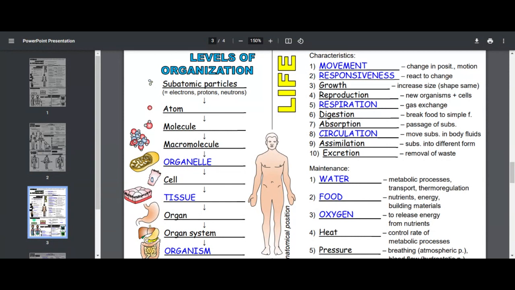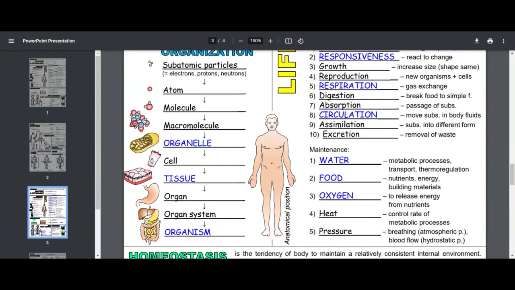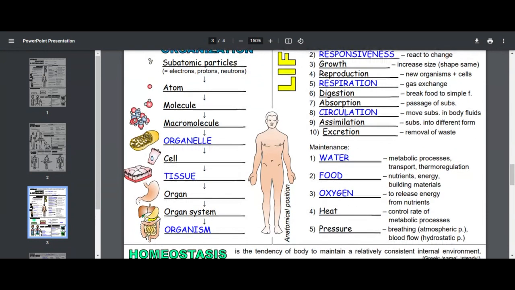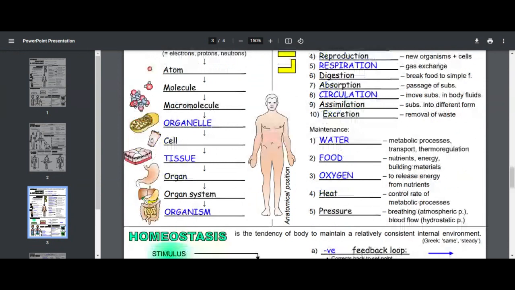Let's have a look at the maintenance things. So certain things that living things do, living things maintain themselves, so they need water, food, oxygen. They normally need heat and some sort of a pressure around them. The pressure needs to be adequate and not too much. So just kind of that was a nice reminder of what we've talked about. We talked about the homeostasis before.